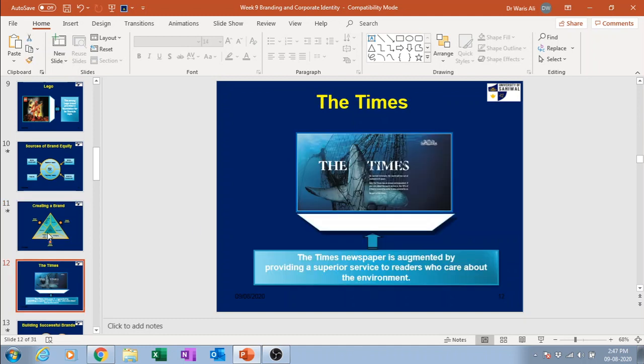The Times newspaper is an excellent brand, and they have built it. Now this Time magazine has an excellent reputation. And why does it have it? Because they have earned this reputation with the passage of time.